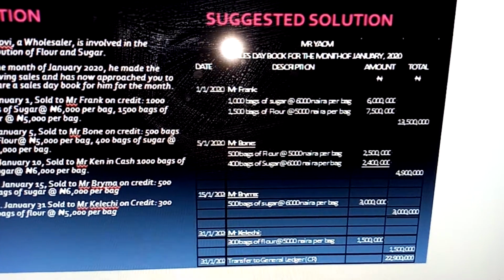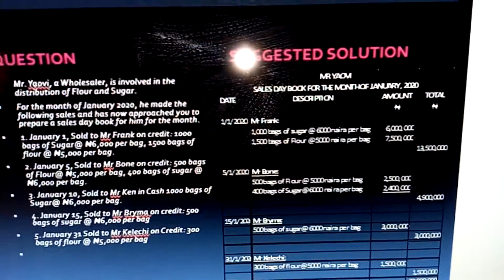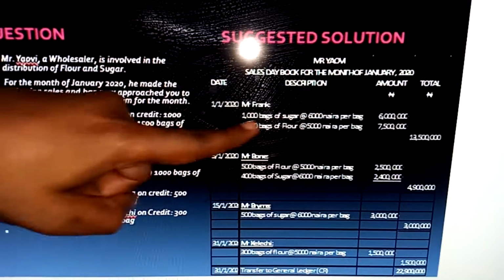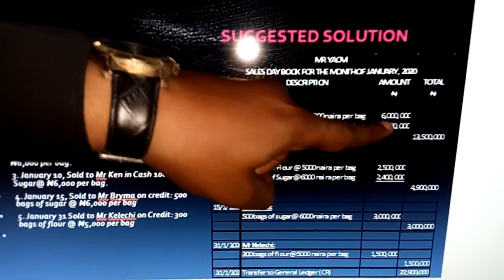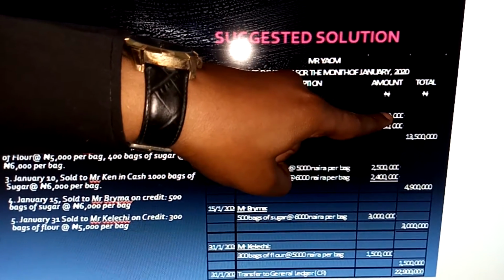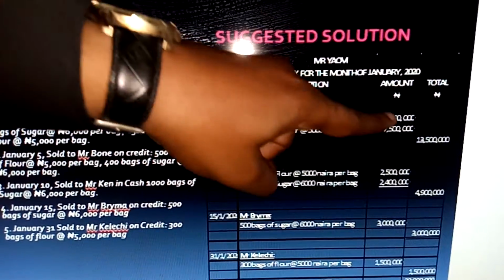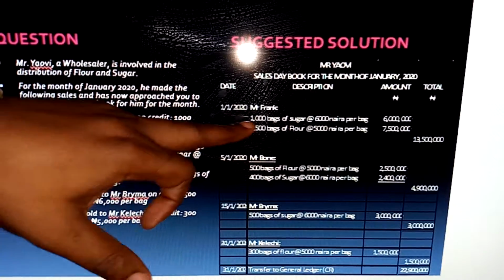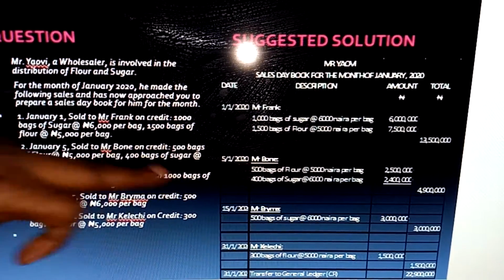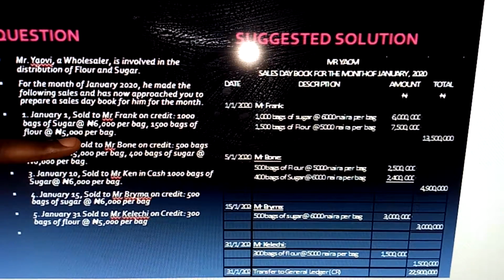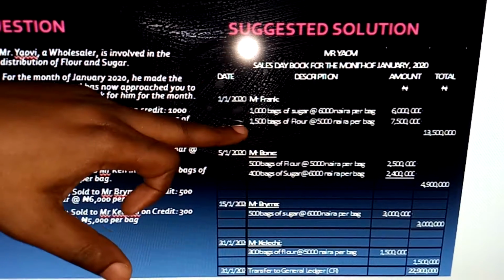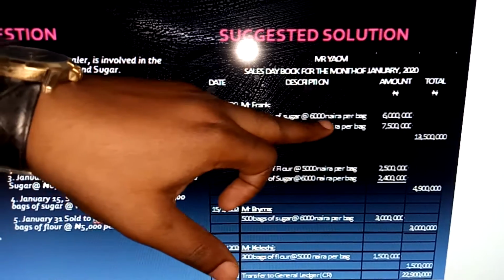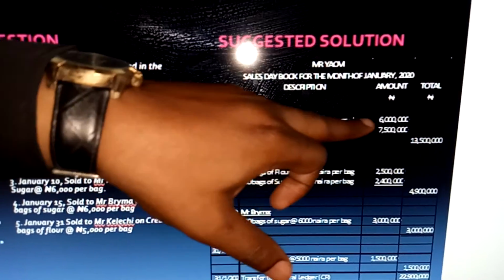If one bag is 6,000, 1,000 bags will be 6,000 times 1,000. That gives us 6 million in the amount section here. On the same day, he sold 1,500 bags of flour at 5,000 naira per bag. Now we have 1,500 bags of flour at 5,000 naira per bag.